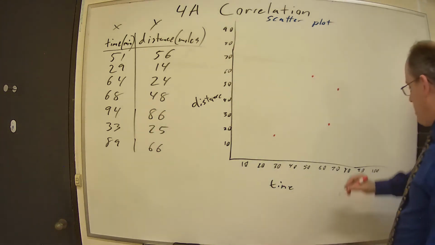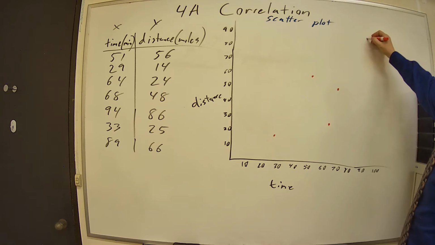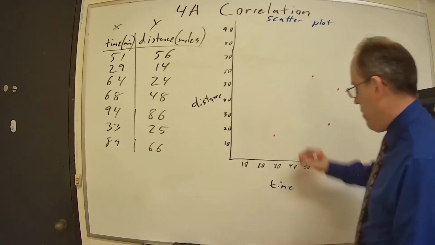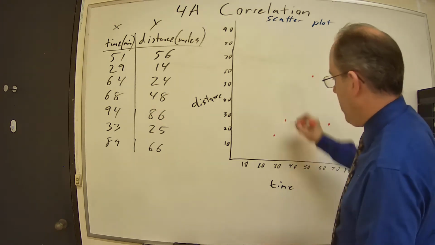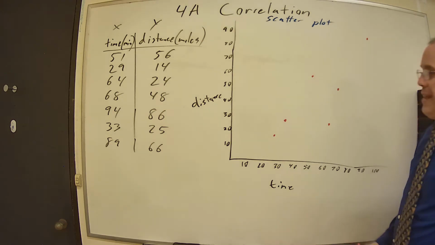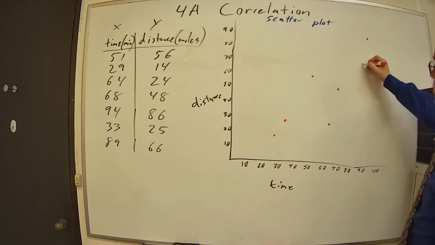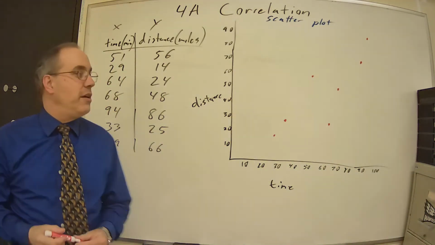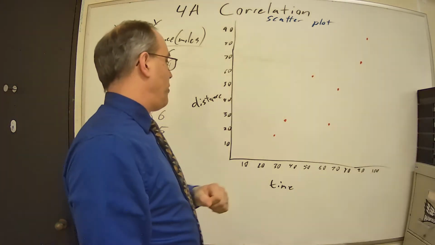94, 94 up to 86, and put a dot. 33, 25, put a dot. And then 89, 89 up to 66, and we put a dot. So now we see that we have a scatter plot.